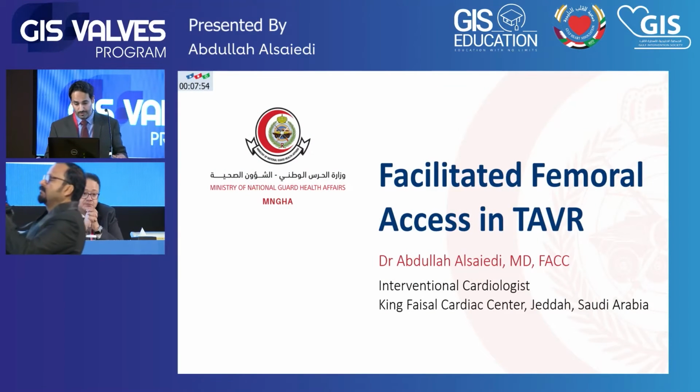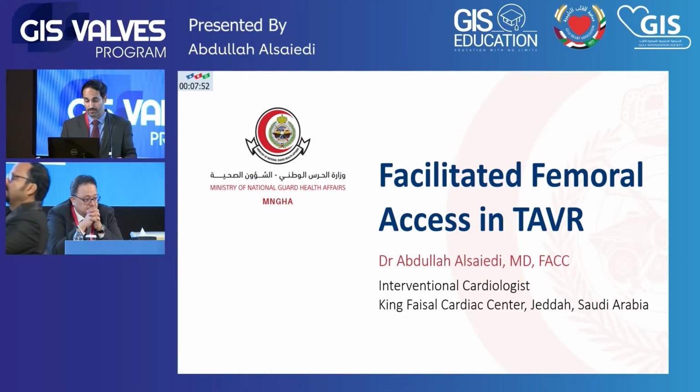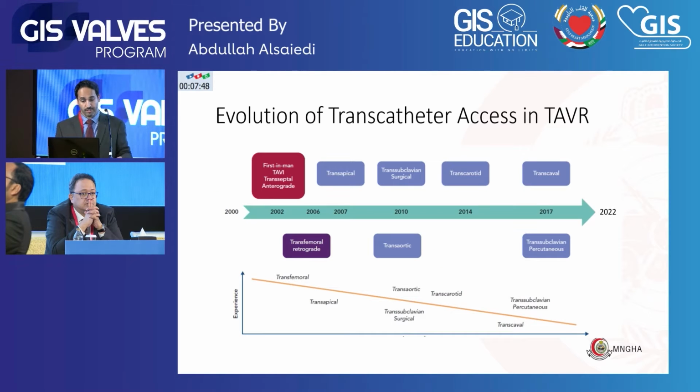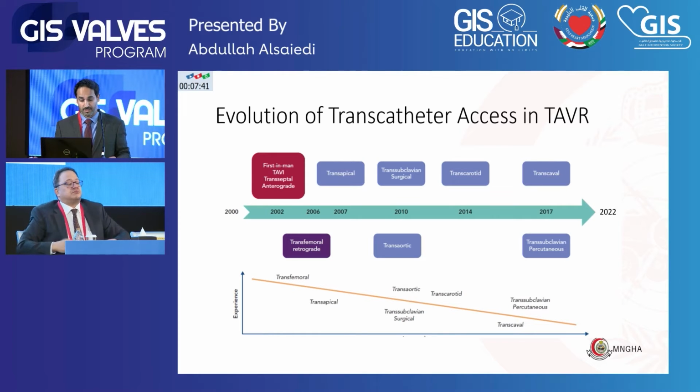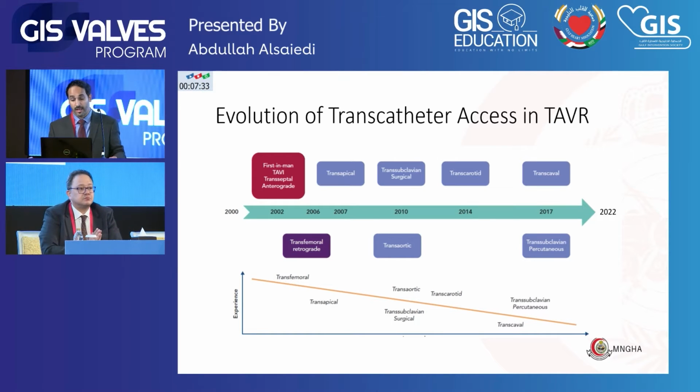Thank you. So my talk is going to be about facilitated femoral access in TAVR. There has been an evolution in the use of alternative access since the first-in-human TAVR, done transseptal antegrade in 2002, followed by transfemoral retrograde in around 2005, then transapical, subclavian, transaortic, and followed by transcarotid and transcaval.